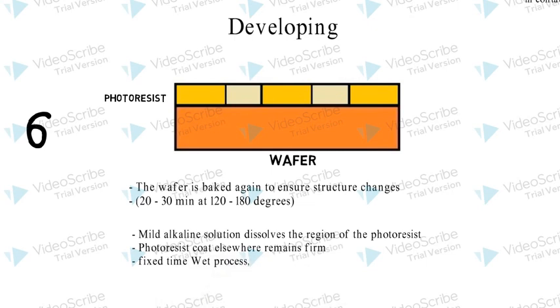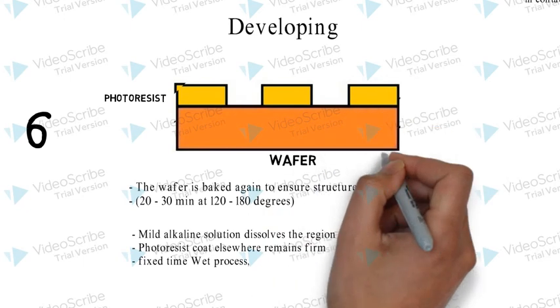The photoresist which dissolves leaves out the photoresist coat elsewhere which remains firm. This is a wet process and goes for a fixed time. This can be considered the output of dissolving the photoresist material in alkaline solution.